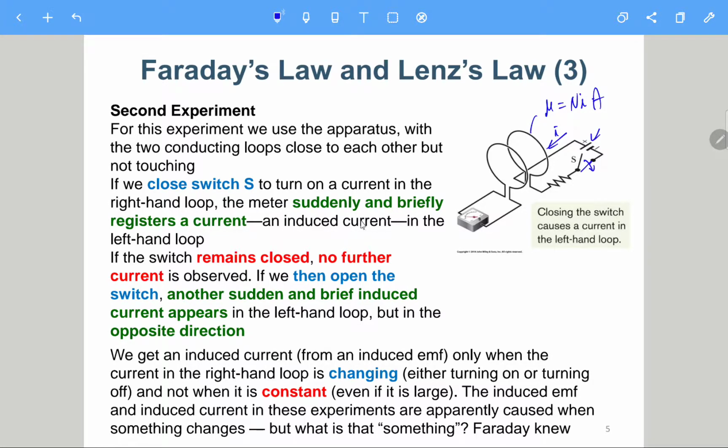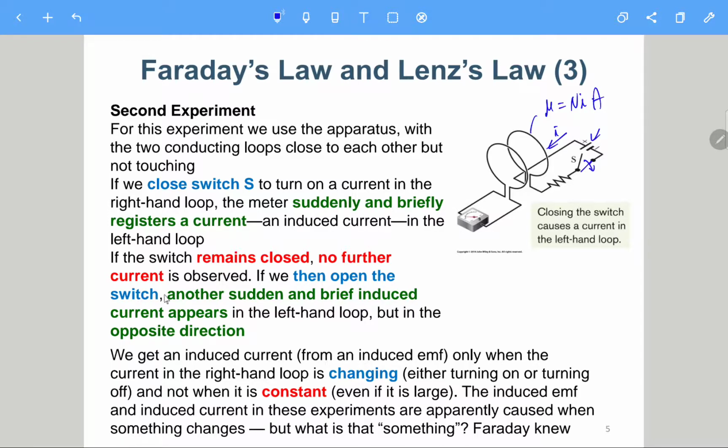So there is an induced current in the left hand loop. The ammeter suddenly and briefly registers a current in the left hand loop, which means if you switch this loop on, or short this circuit, then suddenly there will be an induced current in this loop. If the switch remains closed, no further current is observed. So it only appears for a short while, and then there will be no current again.